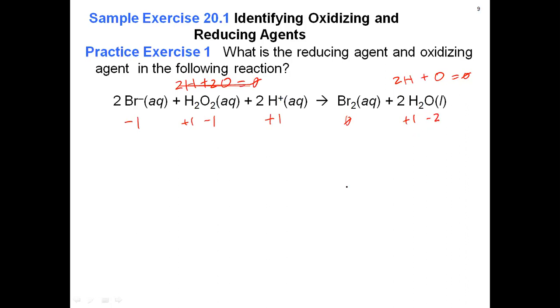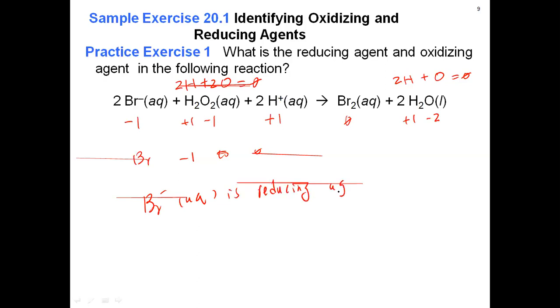So therefore, what happened to Br? Br changed from -1 to 0, so the number increases. Therefore, Br has been oxidized. And if Br has been oxidized, then that Br⁻ is the reducing agent. So Br⁻ (aq) is our reducing agent.